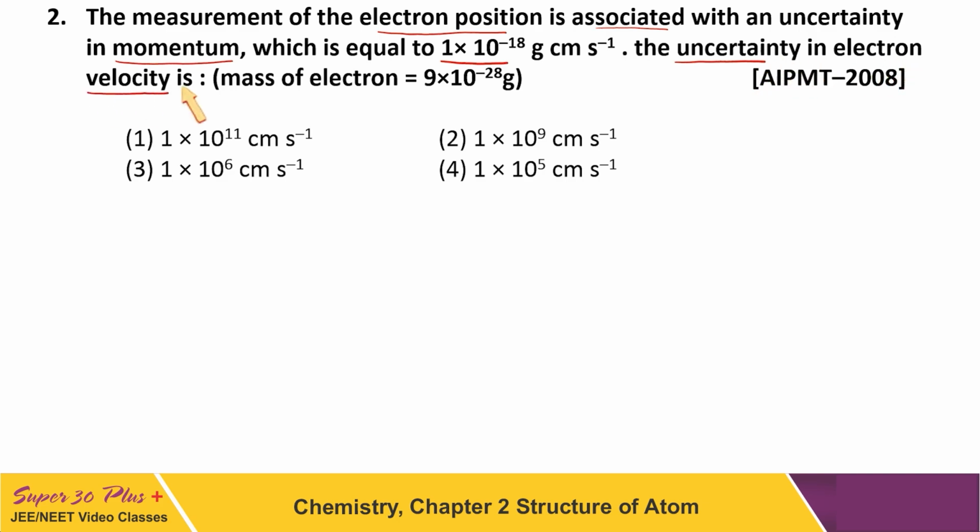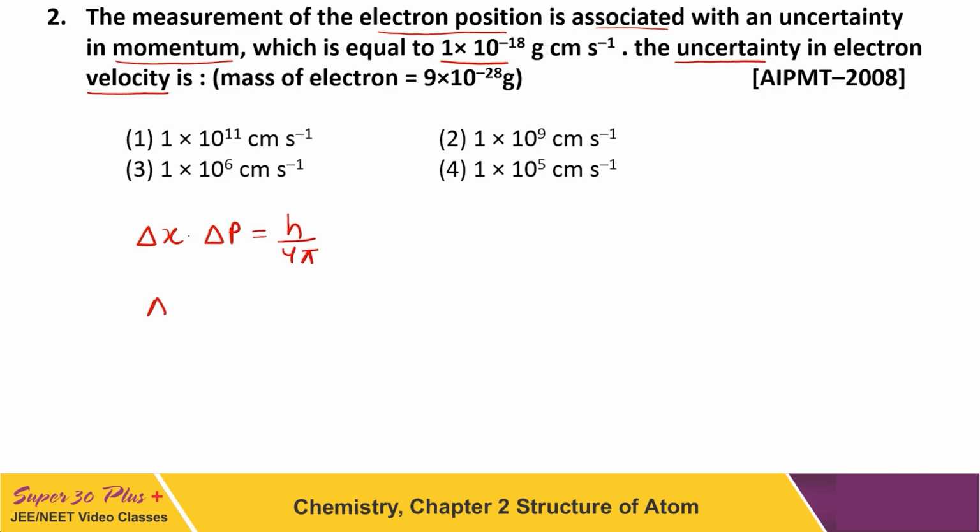So here you have to find out the value of uncertainty in the speed of electron. Alright, so what formula will we apply here? Students, we will apply the formula of the Heisenberg uncertainty principle: delta x dot delta p is equal to h upon 4 pi, for the sake of numericals.